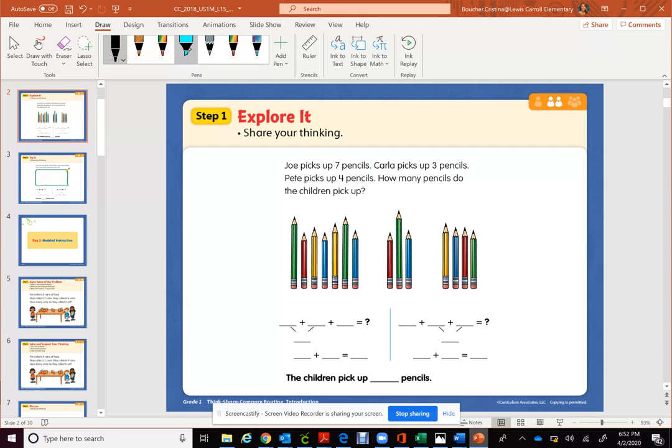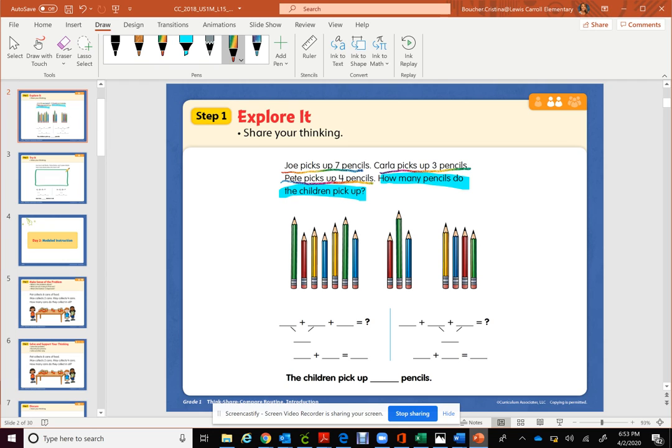Well, let's think about our story. What is important about this number story? What's the important information? We want to find out how many pencils the children pick up. So this is an addition problem. We're putting groups together to figure out how many pencils in all. Some other important information would be that Joe picks up 7 pencils, Carla picks up 3 pencils, and Pete picks up 4 pencils. We need to know how many pencils each child picks up so we can add them together.